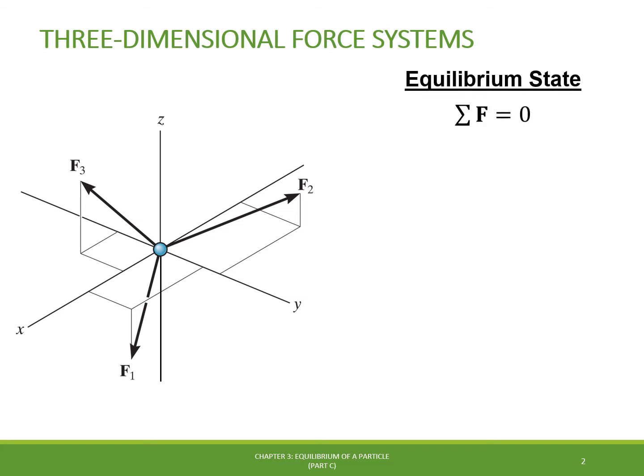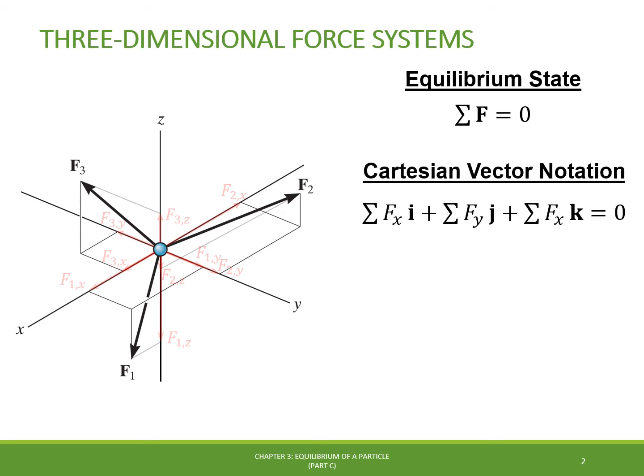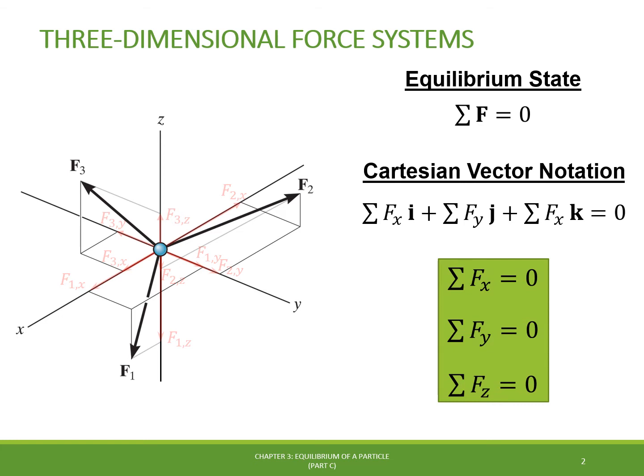The same general equilibrium equation is valid for this situation. All we have to do is to find the components of the forces in all three directions by applying the same trigonometric relationships and the vector algebra rules we studied in previous chapters. Then we rewrite the equilibrium state equation in the Cartesian vector notation using the components we just found. And finally, we can break it down into three separate equilibrium equations, one for each direction, and solve them simultaneously in order to get whichever unknown forces acting in the particle.